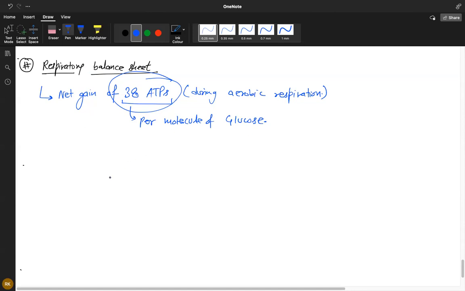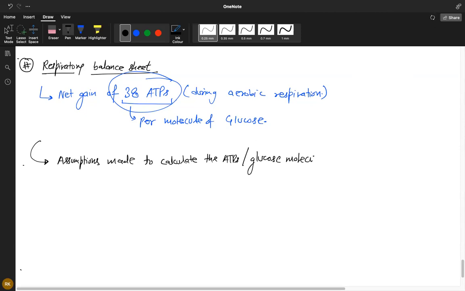Write down the calculations of net gain of ATPs for every glucose molecule oxidized is based on the following assumptions.